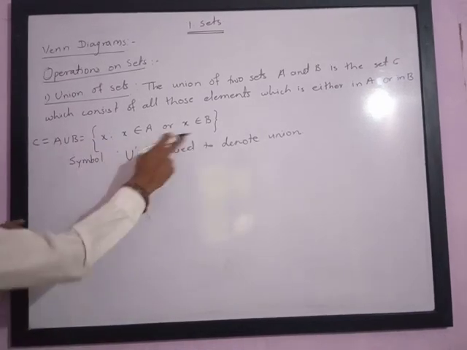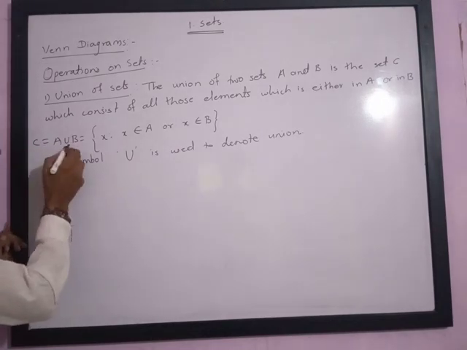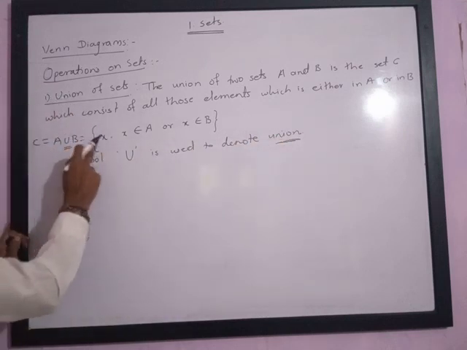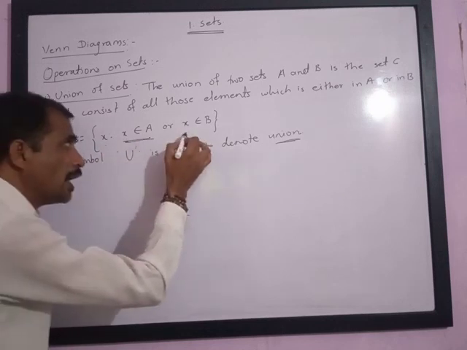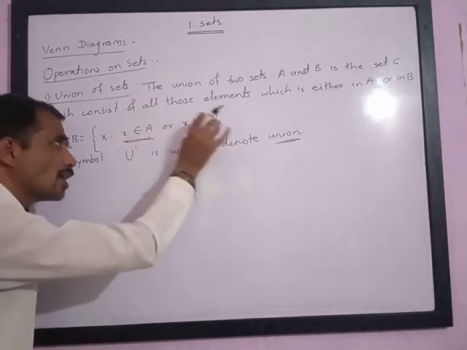It means it can be represented by the rule method in this way: C is the set A union B. Please note this U-like symbol is used to denote the union of two sets. So A union B is equal to the set of x such that x is an element of A or x is an element of B. It must belong to either set A or set B.